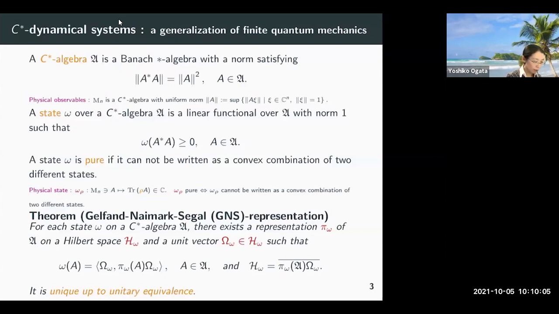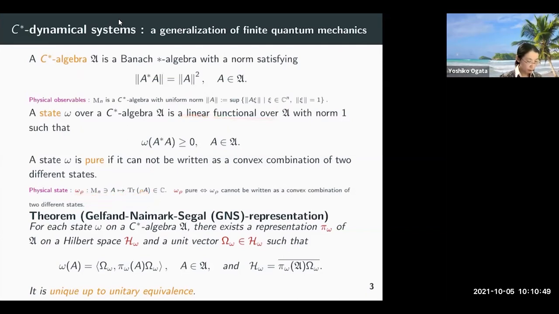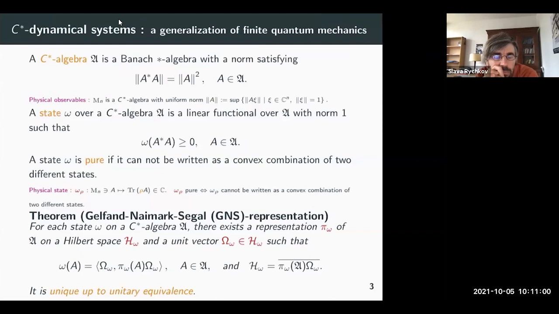Now I would like to talk about physical states. Recall that in finite dimensional quantum mechanics, physical states are given by this formula with the density matrix rho here. Note that this map, the procedure of taking the expectation value of a physical observable with respect to the state, satisfies the following condition: it is linear and positive. Positive means that if we put A star A here, then this is positive. So this is a physical state in finite dimensional quantum mechanics.